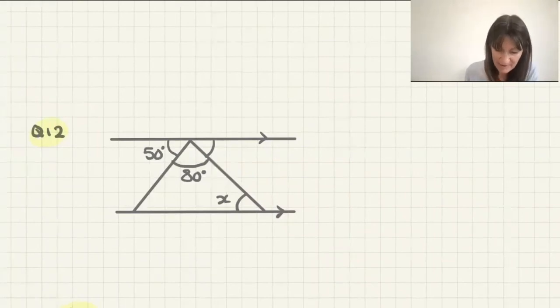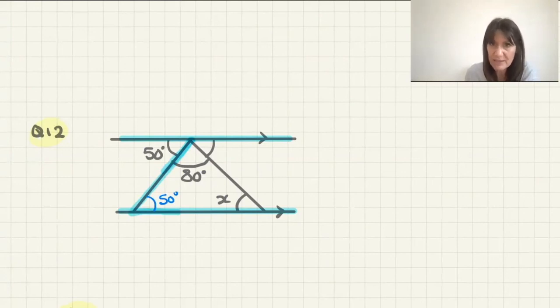I can see my parallel lines, so I'm going to mark those on straight away and see if there's anything I can do. Now, there is a 50 degrees on that parallel line, so if I pull it down and wrap it round like that, I can see that this angle here would be 50 as well. And I'm marking it on. I don't know if it's going to help me or not. I'm just doing it because I'm seeing it.